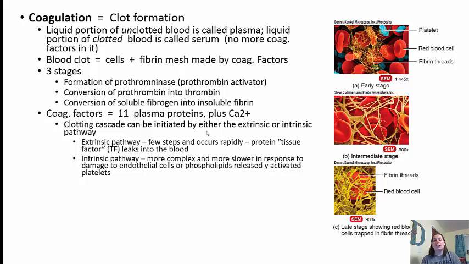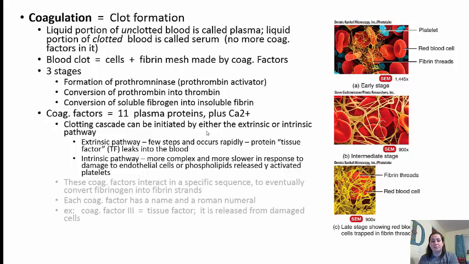A protein called tissue factor is going to leak into the blood and help the whole process of the coagulation take place. On the other hand, you have the intrinsic pathway. This one is a little more complex and it is slower to respond. However, it's going to happen and take place inside the blood vessel. So those endothelial cells that line the blood vessel and the phospholipids are going to release activated platelets. And the whole point here is to activate those platelets so that we can continue to make that plug and catch more and more of the cells to actually create a clot.